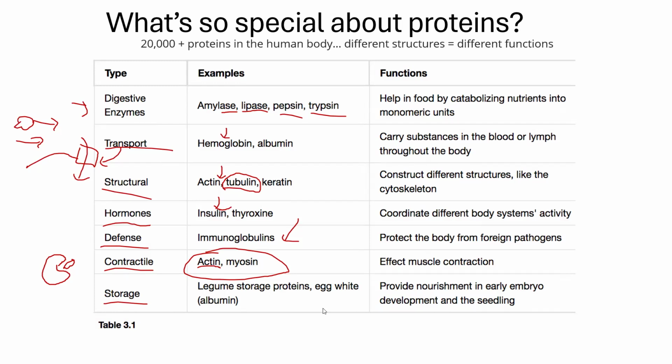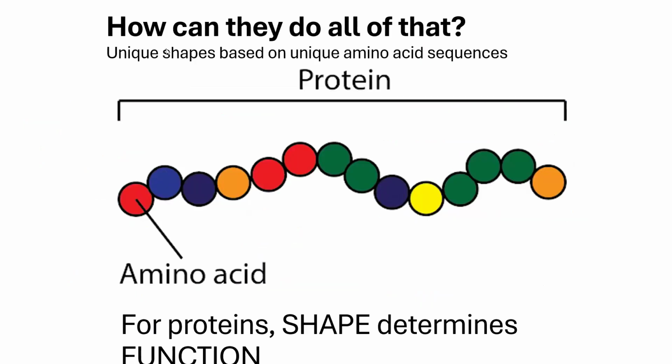So in humans alone, there are roughly about 20,000 proteins in the human body. They all have different structures, they all do different things. But how can they do that? How can they diversify in such a way? Well, the function and location of a protein has to do with the amino acids that make it. So the sequence of the amino acids is going to ultimately define the protein shape.